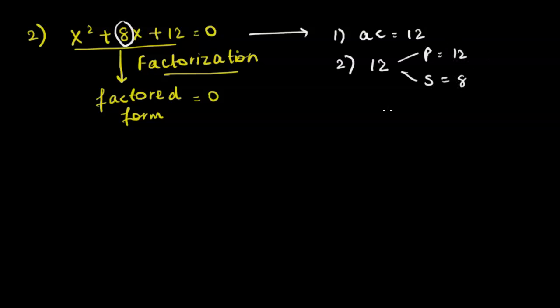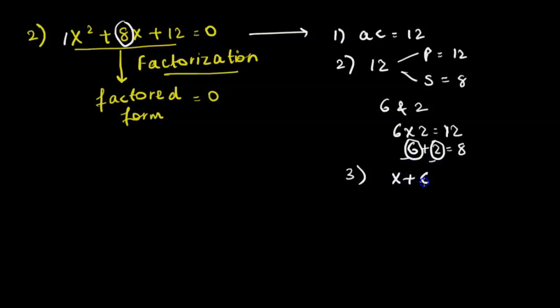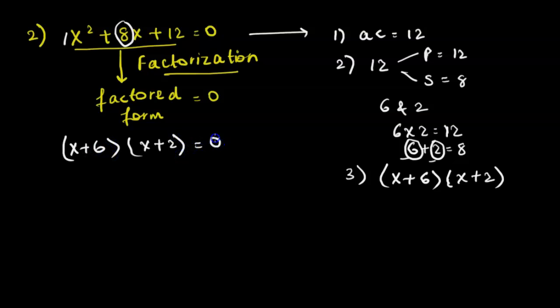And the two numbers that work in this case are 6 and 2, because when 6 and 2 are multiplied, we get 12. And when 6 and 2 are added, we get 8. We use these two numbers to write down our final answer, because this is an example where a is 1. So we can use the numbers as is to write the two factors, and the two factors we get are x plus 6, x plus 2. Now we can rewrite this equation in factored form as x plus 6, x plus 2 equal to 0.